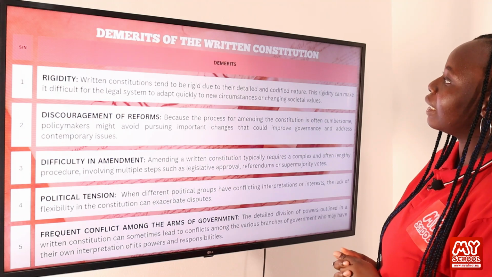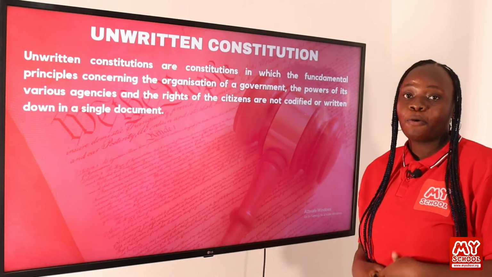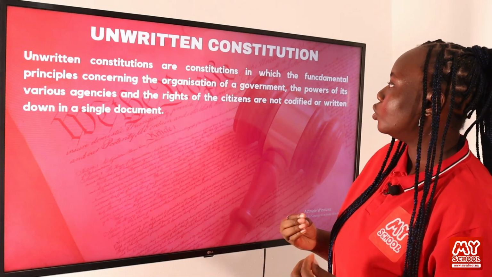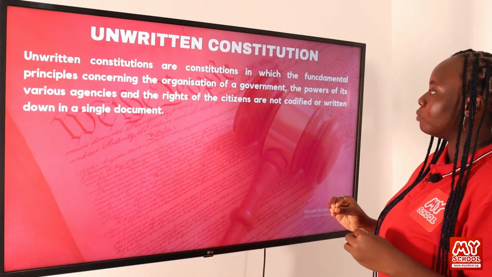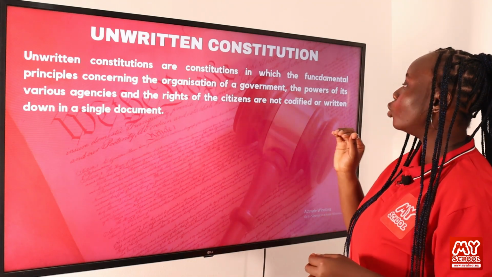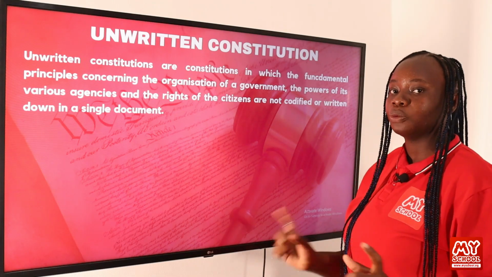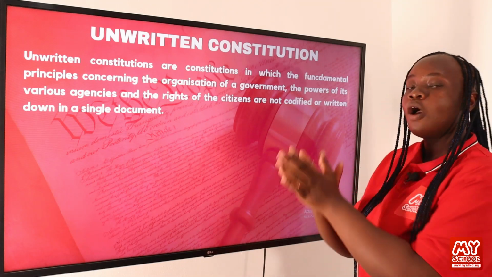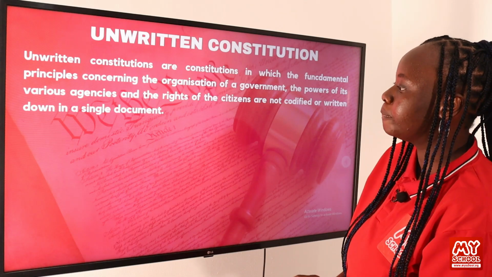Let's move on to the next slide. All right, so we're moving on to another type of constitution. We have unwritten constitutions. Unwritten constitutions are constitutions in which the fundamental principles concerning the organization of the government, the powers of its various agencies, and the rights of the citizens are not codified or written down in a single document. So that's the difference between written and unwritten. One is written down in a single document or in a few documents, but the other is not. So that's the difference.